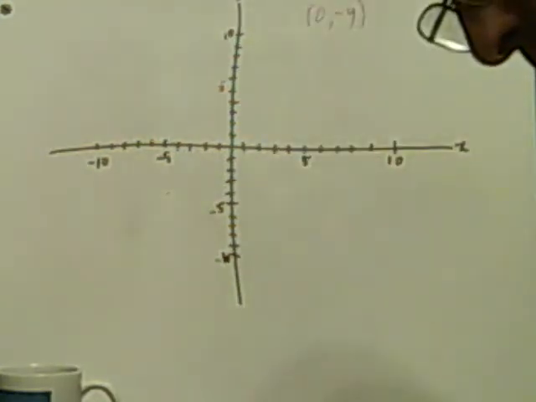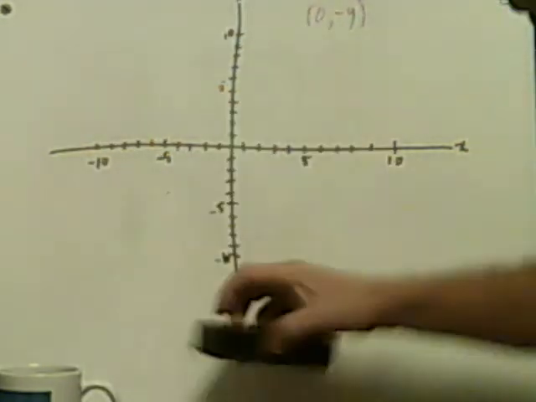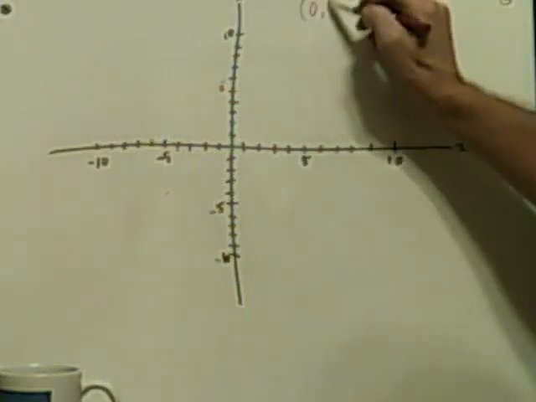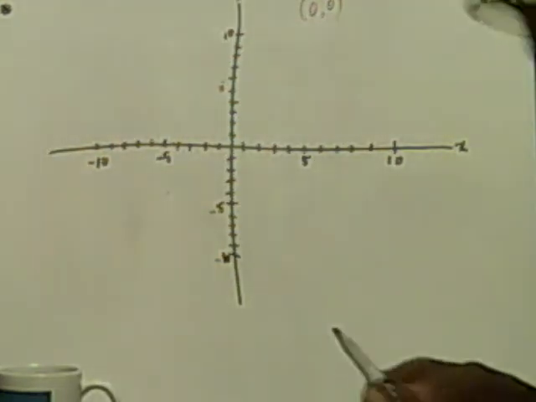I call it the negative y-axis because it's the part that's below here. It's the y-axis, but I call it the negative y-axis because it's the lower part of it. And then 8 is 0, comma, 0. That's the point right here, which is known as the origin. That's on the x-axis, it's on the y-axis. It's not in any particular quadrant, but I call it the origin.